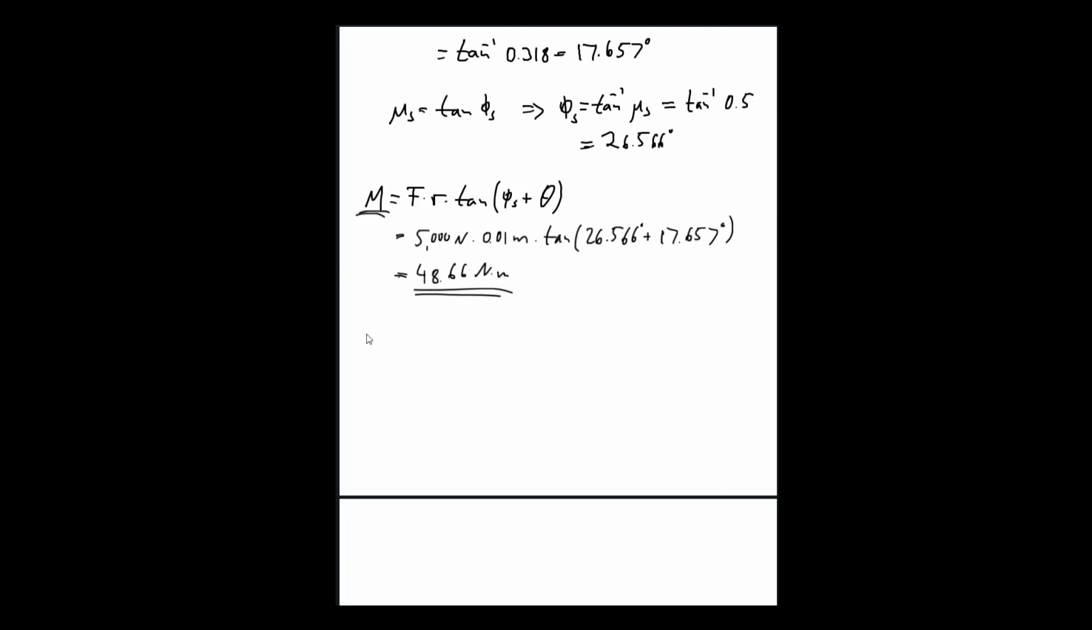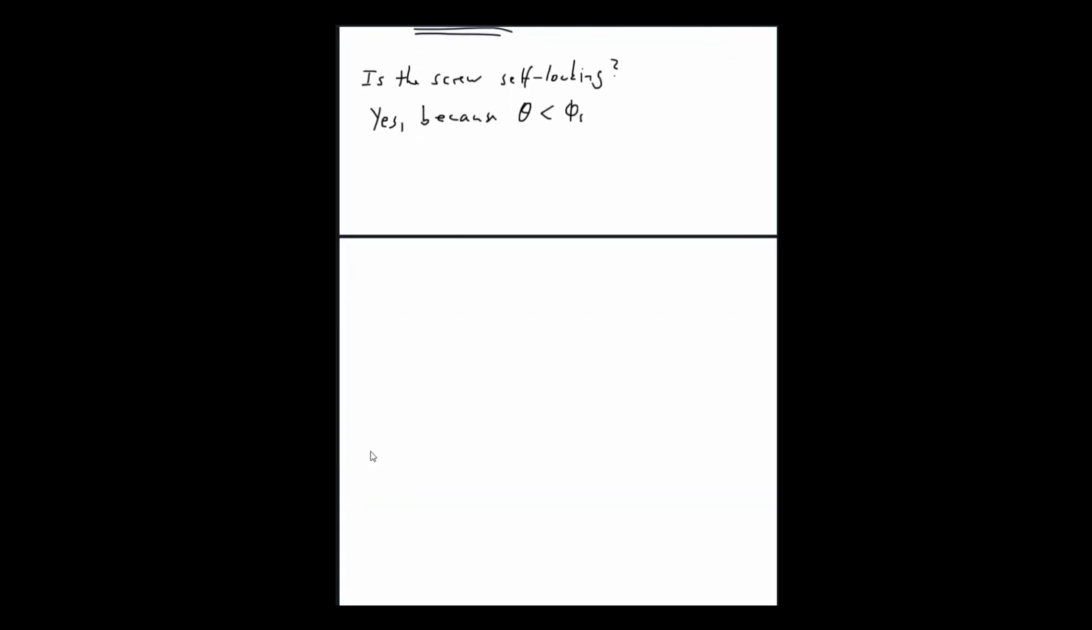Now, is the screw self-locking? Well, remember that we just have to look at the two angles. So in this case, yes, because theta, I'm sorry, is less than phi s. Now, if we wanted to loosen the screw again, right? Remember, if it's self-locking, we'll have to add some moment to loosen it.